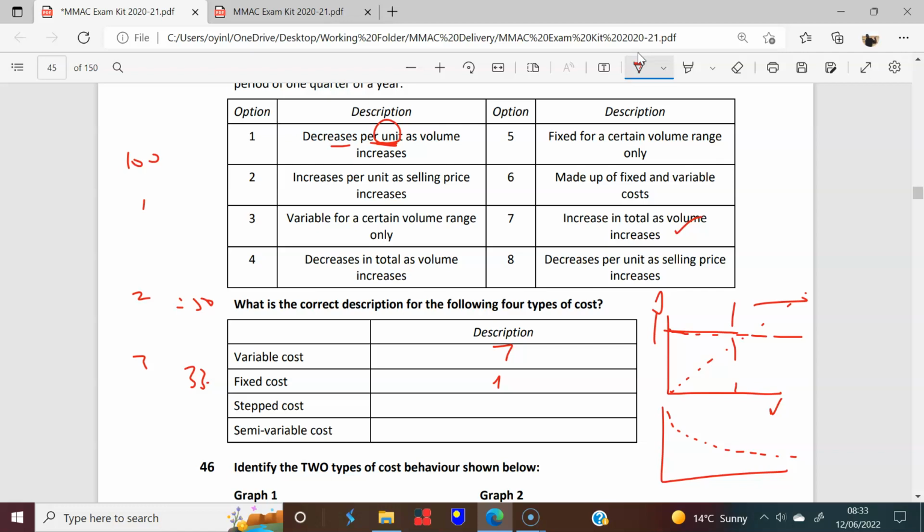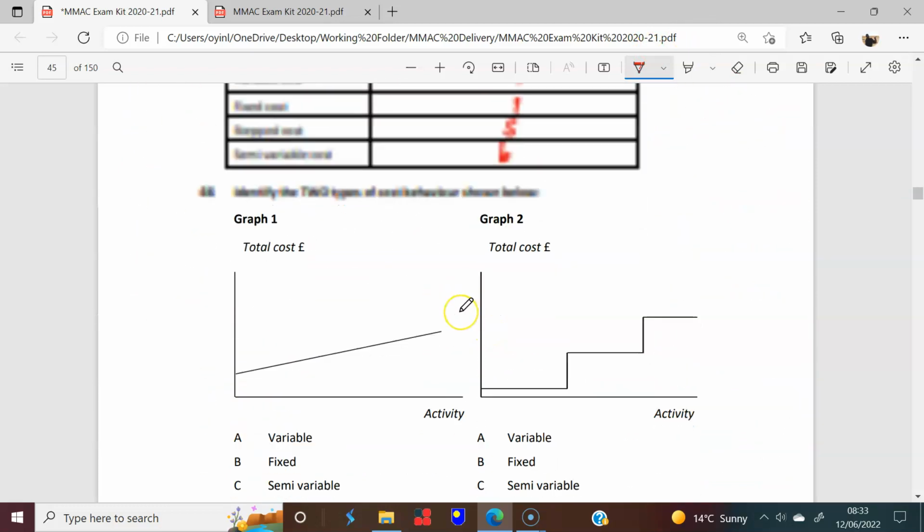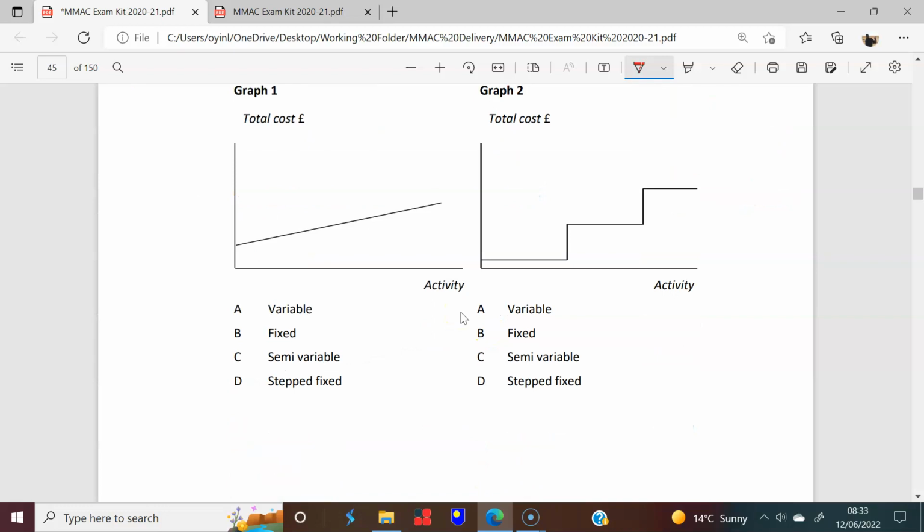It increases again. So the answer there is 5. And then finally, a semi-variable cost is always made up of fixed and variable costs, so there's a mixture of the two. What are we looking at here? There is the fixed element, and then the rest of it becomes variable, isn't it? So there is a mixture of fixed and variable. So here we have a semi-variable cost.